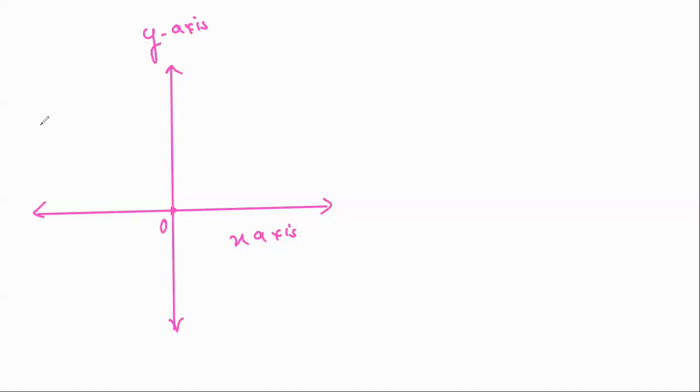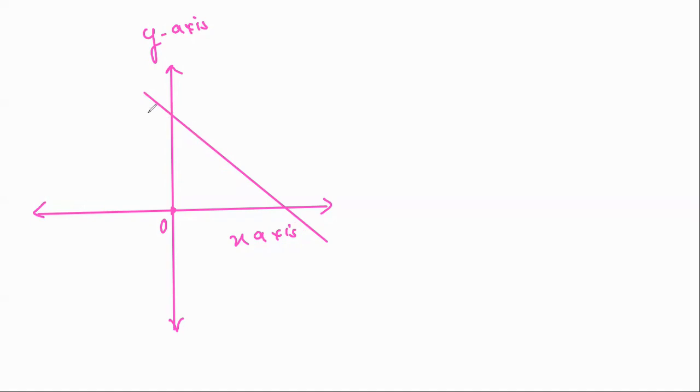Now I draw the line. Please understand there is no slope. There is no point I'm talking about. I'm just drawing a line. Line could pass through any of the quadrants. It could be in the first, second, third, fourth. I have drawn in the first quadrant. So according to that, we will take the intercept.